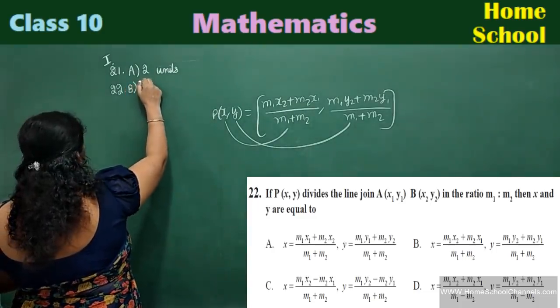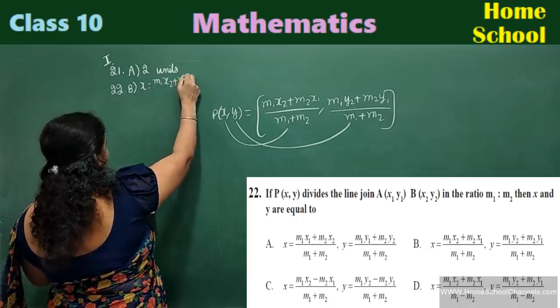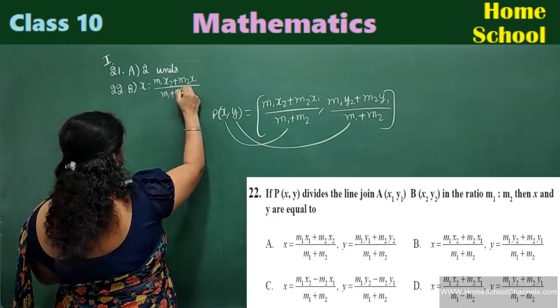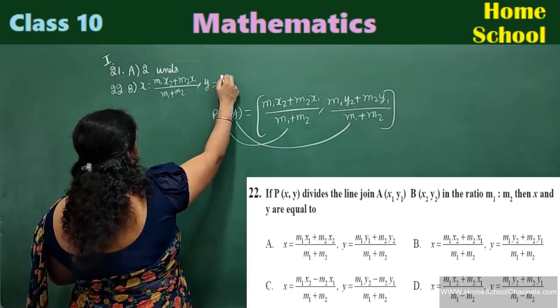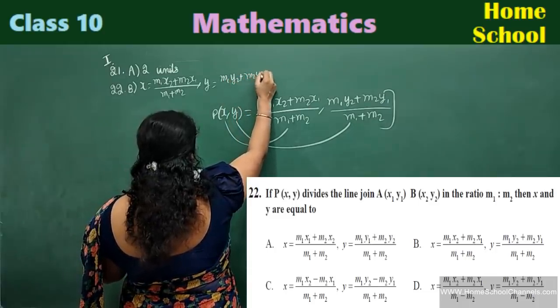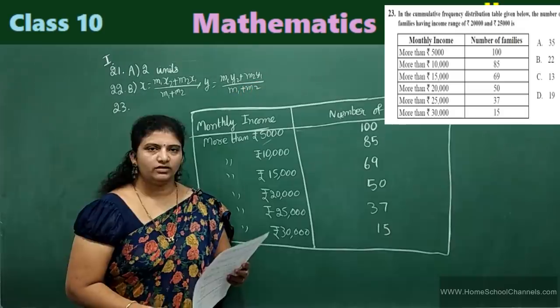Option B, x is equal to (m1 x2 plus m2 x1) by (m1 plus m2), comma y is equal to (m1 y2 plus m2 y1) by (m1 plus m2).